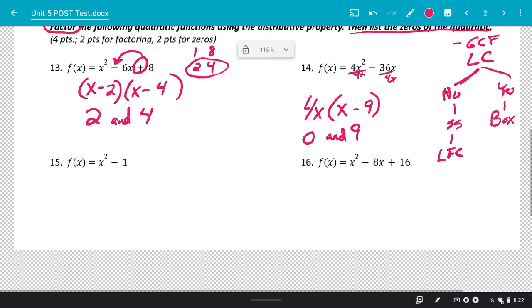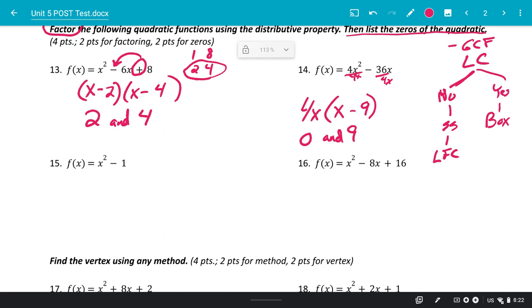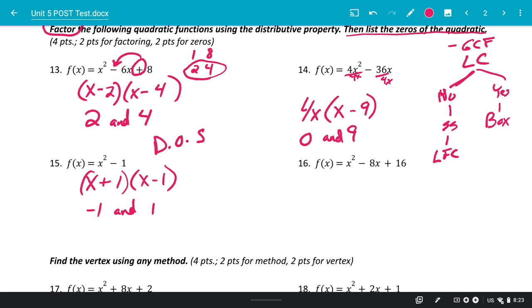Number 15. This is one that you're supposed to be able to identify. This is the difference of squares. Should have been able to factor it to be X plus 1, X minus 1. And then my zeros would be a -1 and 1. Again, I'm sure you're kicking yourself because that was one we've done many, many times, and it was pretty simple.